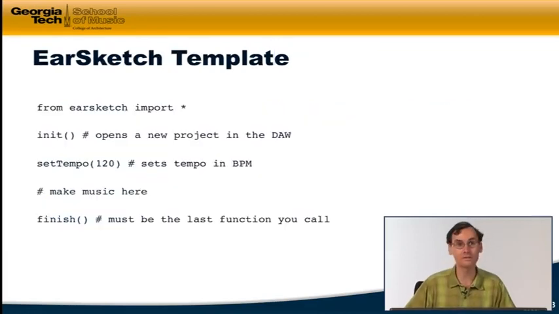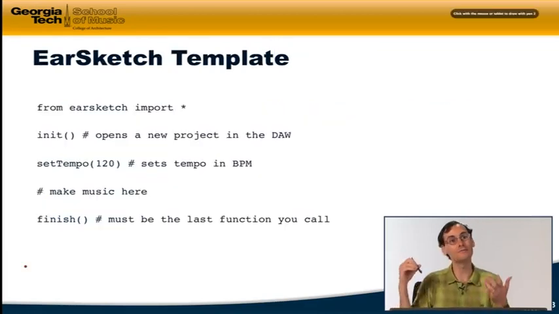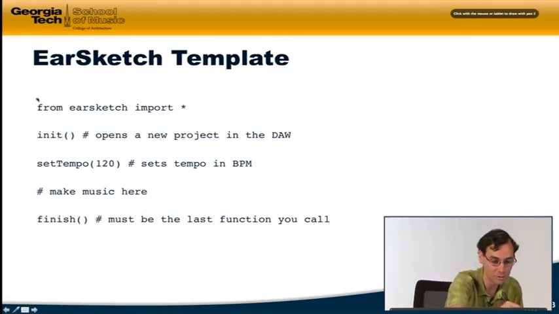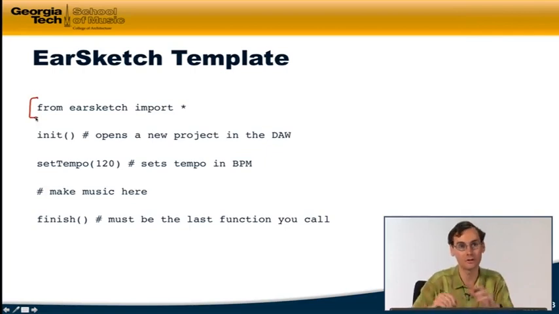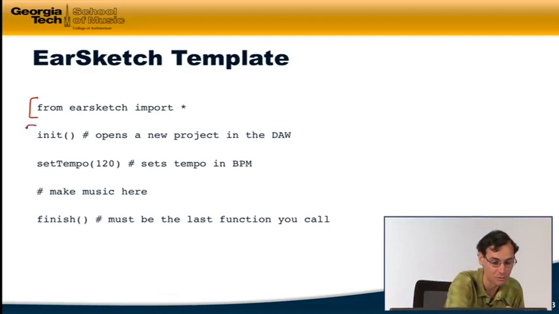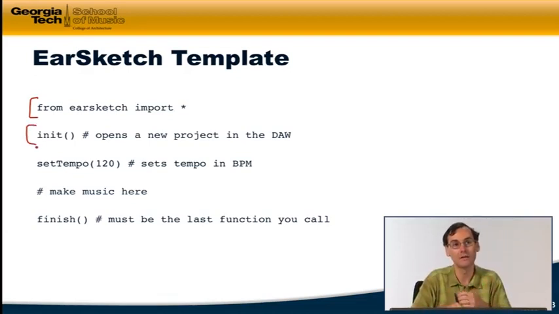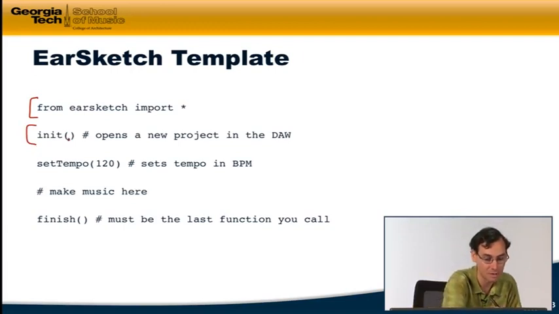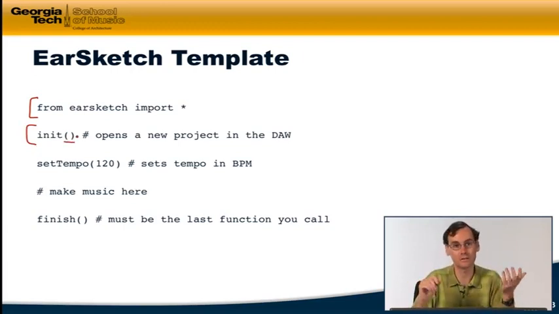So I want to start off by looking at this basic template of how every EarSketch Python script is going to look from now on. We know, of course, about the first line, from earsketch import star, that imports the EarSketch API into our Python script, because we were using that in all of our code in module 4 as well. The next line has to be the next line that appears in your code. It's a function that does not take any parameters. You just have an open and closed parentheses, and that's it, to indicate there's no parameters. And this actually opens a new project so that you can start with a blank slate.